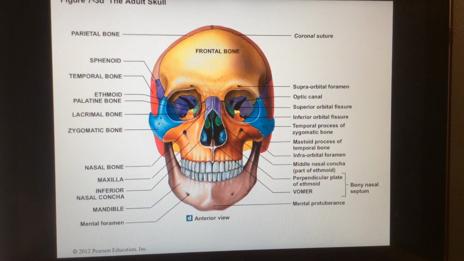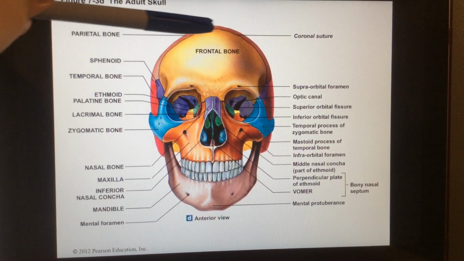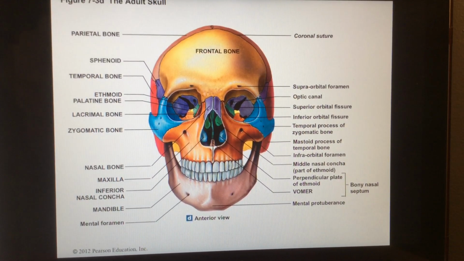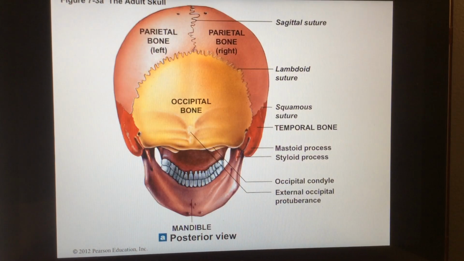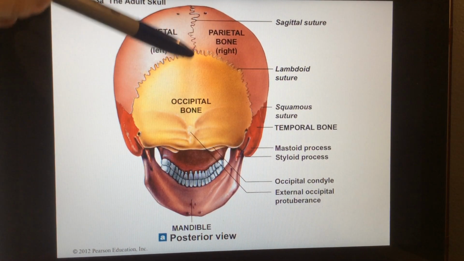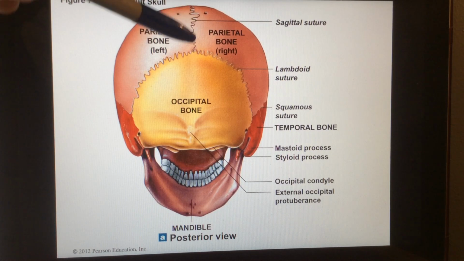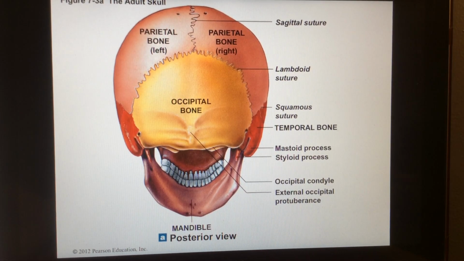And so that coronal suture divides, if you think about divisions of the body, the body into an anterior and posterior portion. So this coronal suture divides the frontal bone from the paired parietal bones. A sagittal cut, or a sagittal suture, is going to divide our body into left and right. So we have a left and right parietal bone. They articulate with the parietal bones.